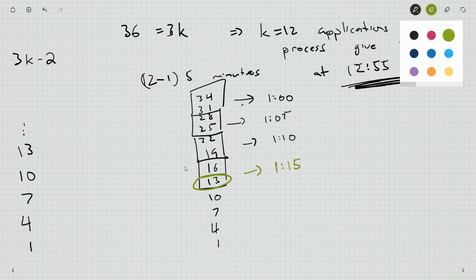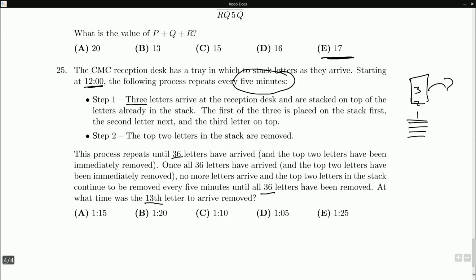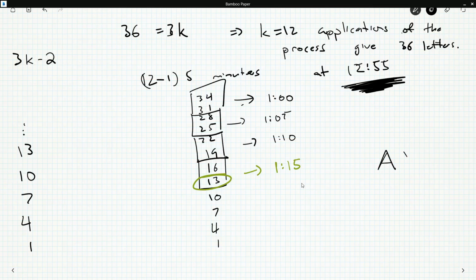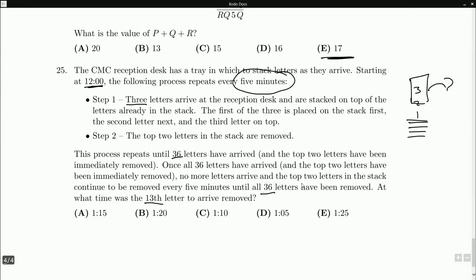Okay? Now, I'm willing to believe that maybe, if I'm completely misunderstanding the question, everything happens 5 minutes later. Maybe the process doesn't actually get run at noon. It's at 12:05 that the first letters come in, in which case the answer is 1:20, but I don't think I'm reading the question wrong, and so our answer is going to be 1:15, which is A. Not a bad question per se, but a little confusing.